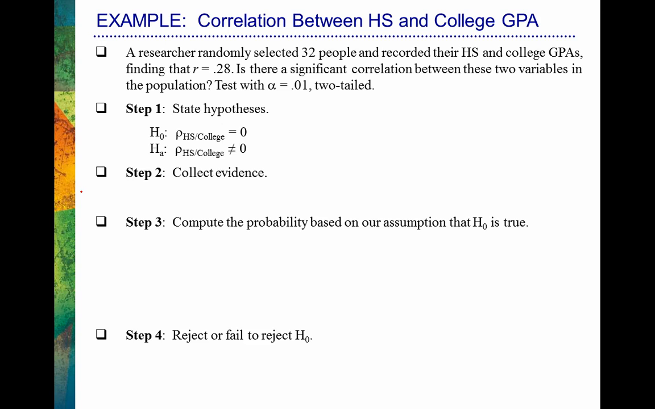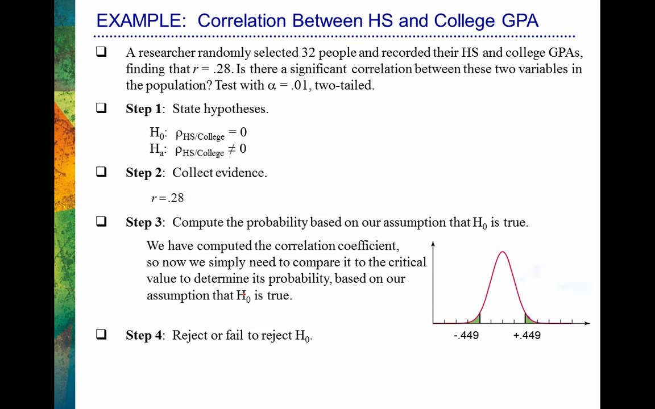We're going to collect some evidence, and we already did here. I've summarized it for us. So the sample correlation equals 0.28. That's our sample evidence. We now need to compute the probability of finding these results based on our assumption that the null hypothesis is true. So based on that assumption, we can see here all the sample correlations that we would expect to find. Just by chance, we would expect to find sample correlations that are in here, but it's very unlikely by chance to find sample correlations in here.